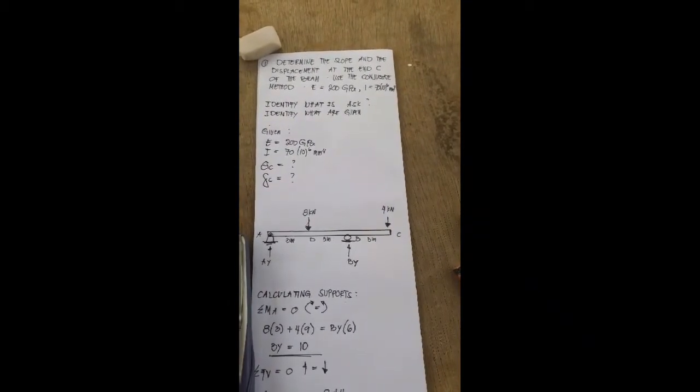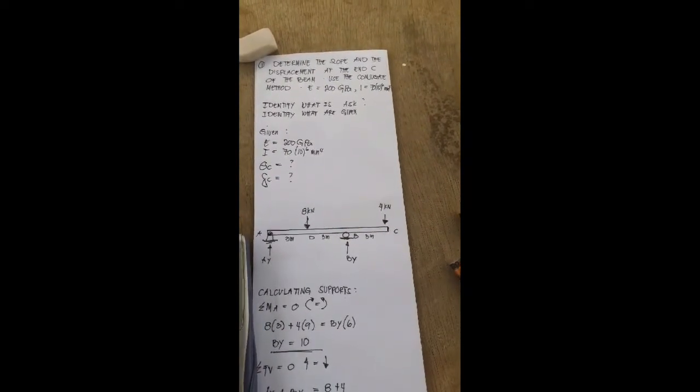So problem 1, determine the slope and the displacement at the end C of the beam. Use the conjugate method. E is equal to 200 gigapascal and I is equal to 70 times 10 to the power of 6 mm raised to the power of 4. So we need to identify what is asked and what are given. So given E is equal to 200 gigapascal and I is equal to 70 times 10 raised to the power of 6 mm raised to the power of 4. So our task is to find the deflection and the slope at point C.